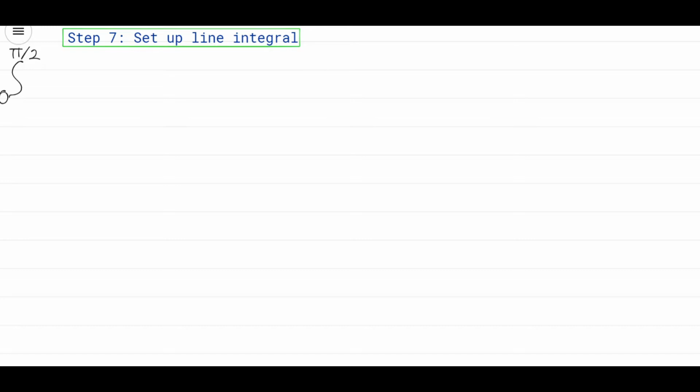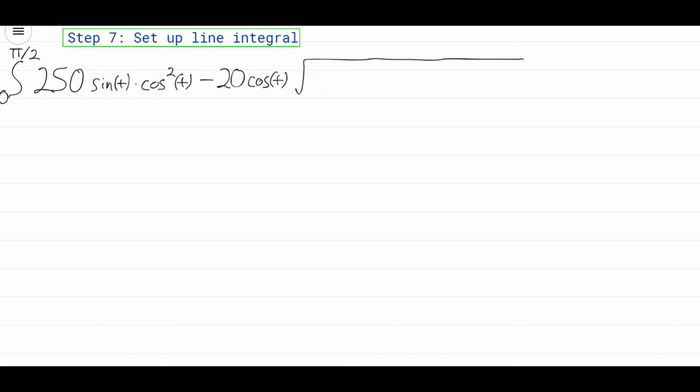And then our f of x, y, when we simplify all the constants, we get 250 times sine t cosine t squared. And you're wondering, where did that come from? All I did was simplify the constants, because remember our radius was 5. So I simplified all that. 5 times 5 squared is 5 cubed times 2 is 250, minus 20 cosine t, because 4 times 5 is 20.